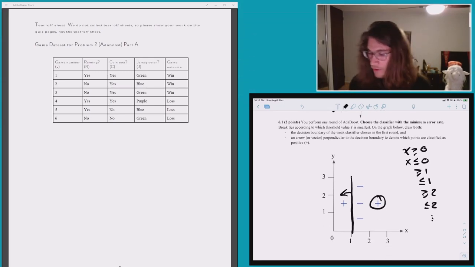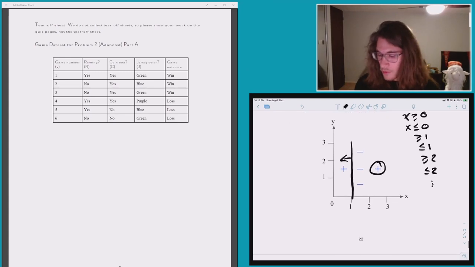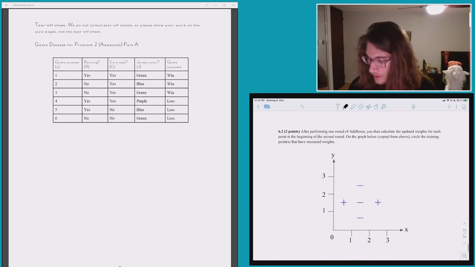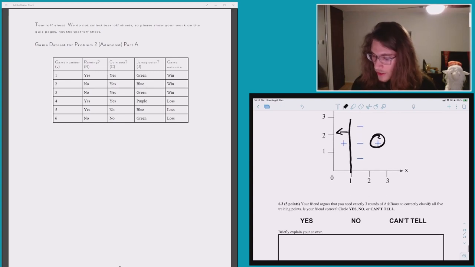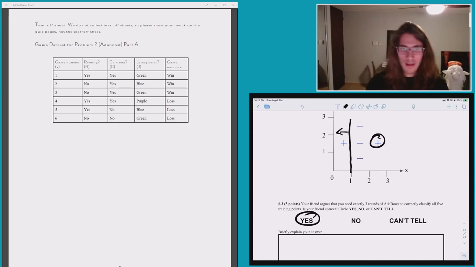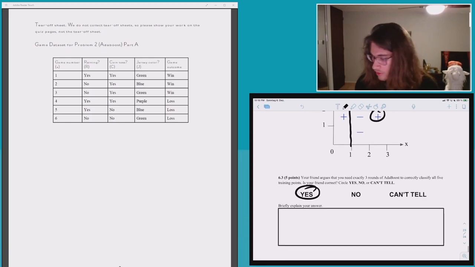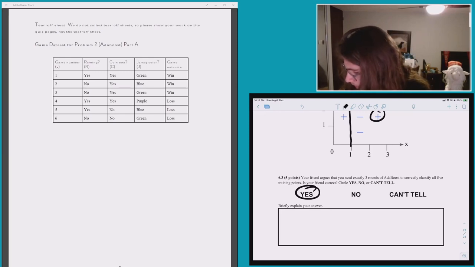So there's a lot more flexibility in this Adaboost setup, which means if this is the best classifier that I choose, this is the point with the increased weight. And in this setup, Adaboost can in fact solve this in exactly 3 rounds. I encourage you to do this exercise on your own and see that it is solved in exactly 3 rounds.